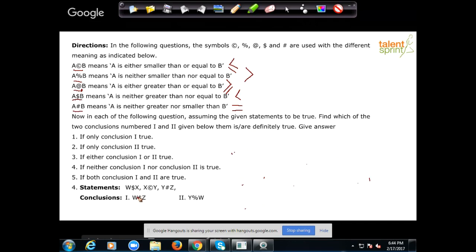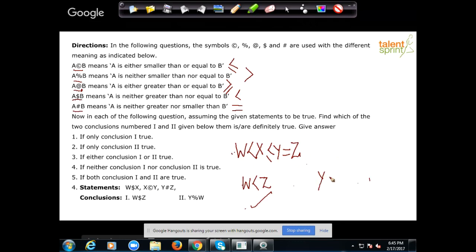So we know W dollar X, which means that W is smaller than X. Then they tell us X copyright Y, which means that X is smaller than or equal to Y. Then they tell us Y hashtag Z, which means Y is equal to Z. There goes your inequality. If I quickly decode the first conclusion, W is smaller than Z. Clearly evident from this, just hide X and Y and you can clearly see that inequality. So yes, this holds. Let's look at the second conclusion.